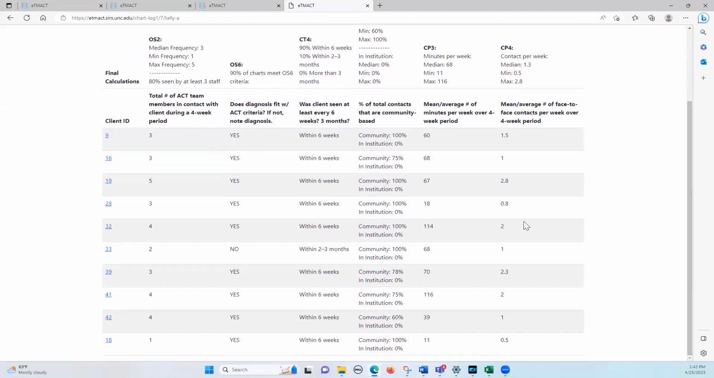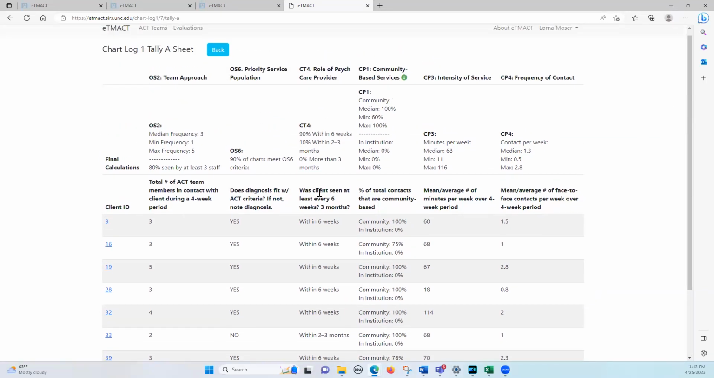eTMACT is automatically populating in the information we're going to need to calculate the rating for this item. This allows us to get a snapshot of what that information is. But as you'll see in the rating tool, the information we need is going to be populated into that rating item for us.